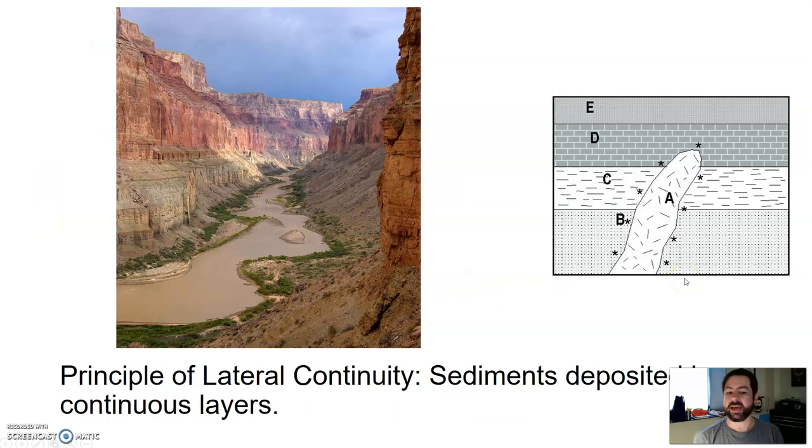The principle of lateral continuity, fancy terms. Sediments are deposited in continuous layers. So here's the Grand Canyon. This side of the Colorado River, sedimentary rocks. This side of the river, sedimentary rocks. Did they form just kind of on their own in these two weird stacks of sedimentary rocks? No, they formed continuous layers.